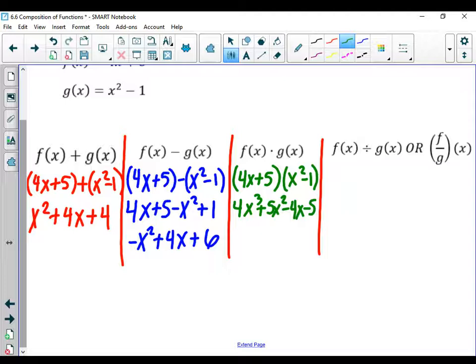And the hardest one you'll ever come across is the division one. F of x is 4x plus 5, and your g of x is x squared minus 1. Can you simplify that any further? I understand we can do x plus 1 and x minus 1, but does that do anything? No. That's your answer.